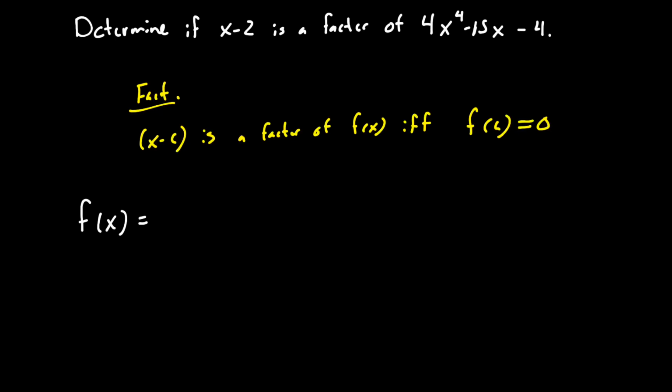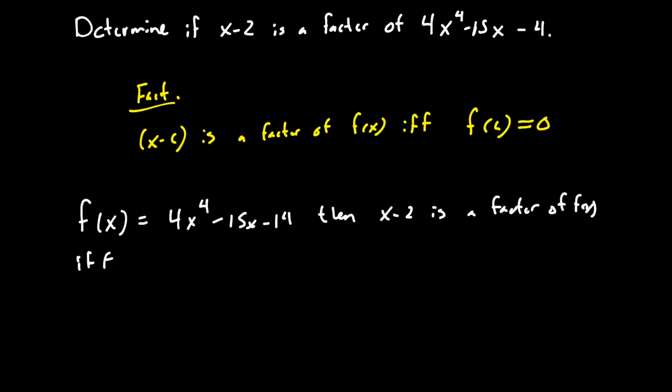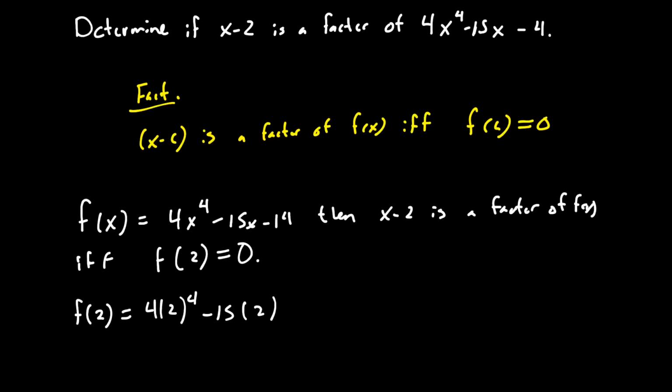If we set f of x equal to 4x to the fourth minus 15x minus 14, then x minus 2 is a factor of f of x if and only if f evaluated at 2 is equal to 0. So we just need to evaluate f at 2. This is going to be equal to 4 times 2 raised to the fourth minus 15 times 2 minus 14. Simplifying this, this is going to be 4 times 16 minus 30 minus 4.